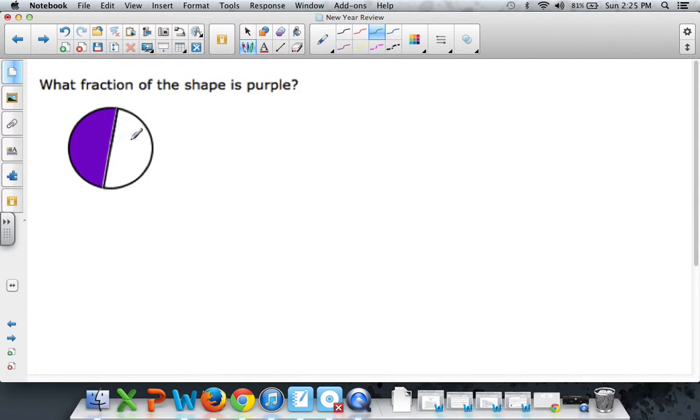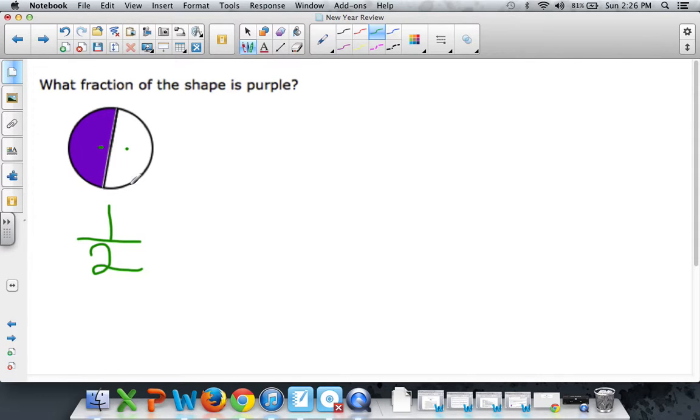What fraction of the shape is purple? That's a great question. In any question like this, whether it has a million different lines or one little line like that, simply count all the pieces. 1, 2. Then you ask yourself, how many of those pieces are shaded? Only 1 in this case.